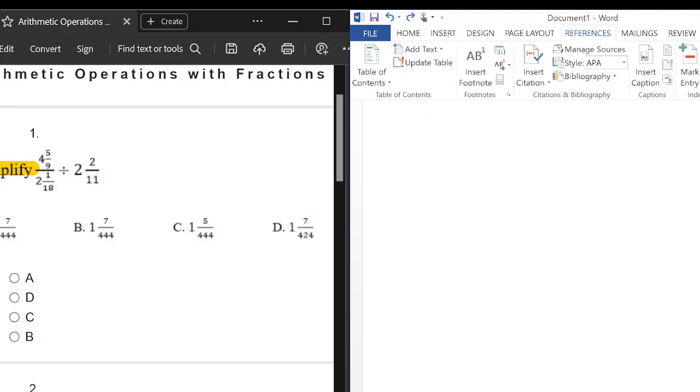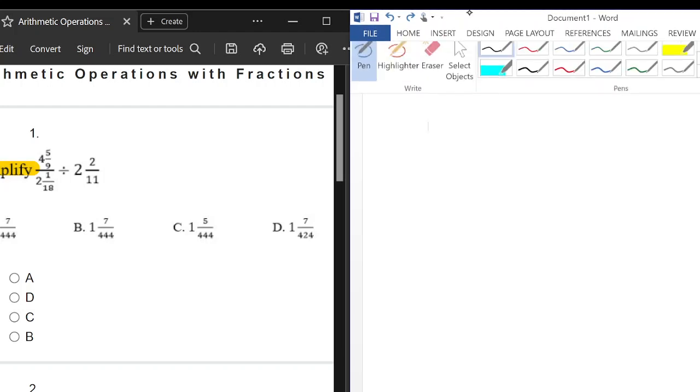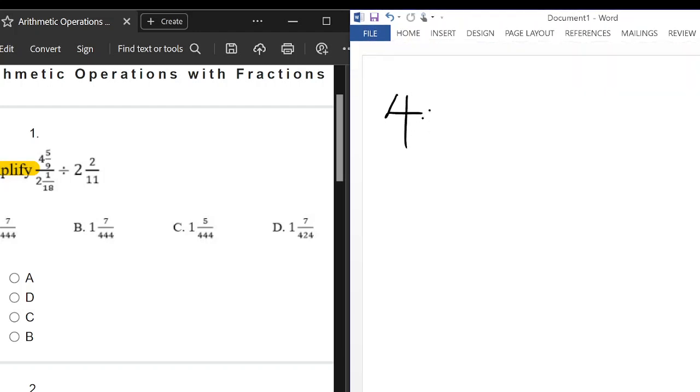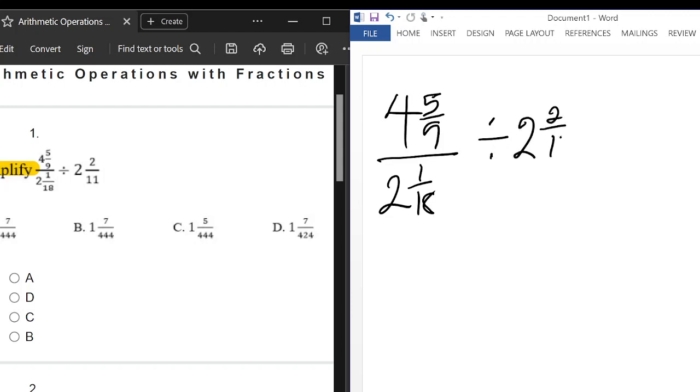In this class, we want to solve questions on arithmetic operations with fractions. The first question is on mixed operations. We have 4 whole number 5 over 9, divided by 2 whole number 1 over 18, divided by 2 whole number 2 over 11.